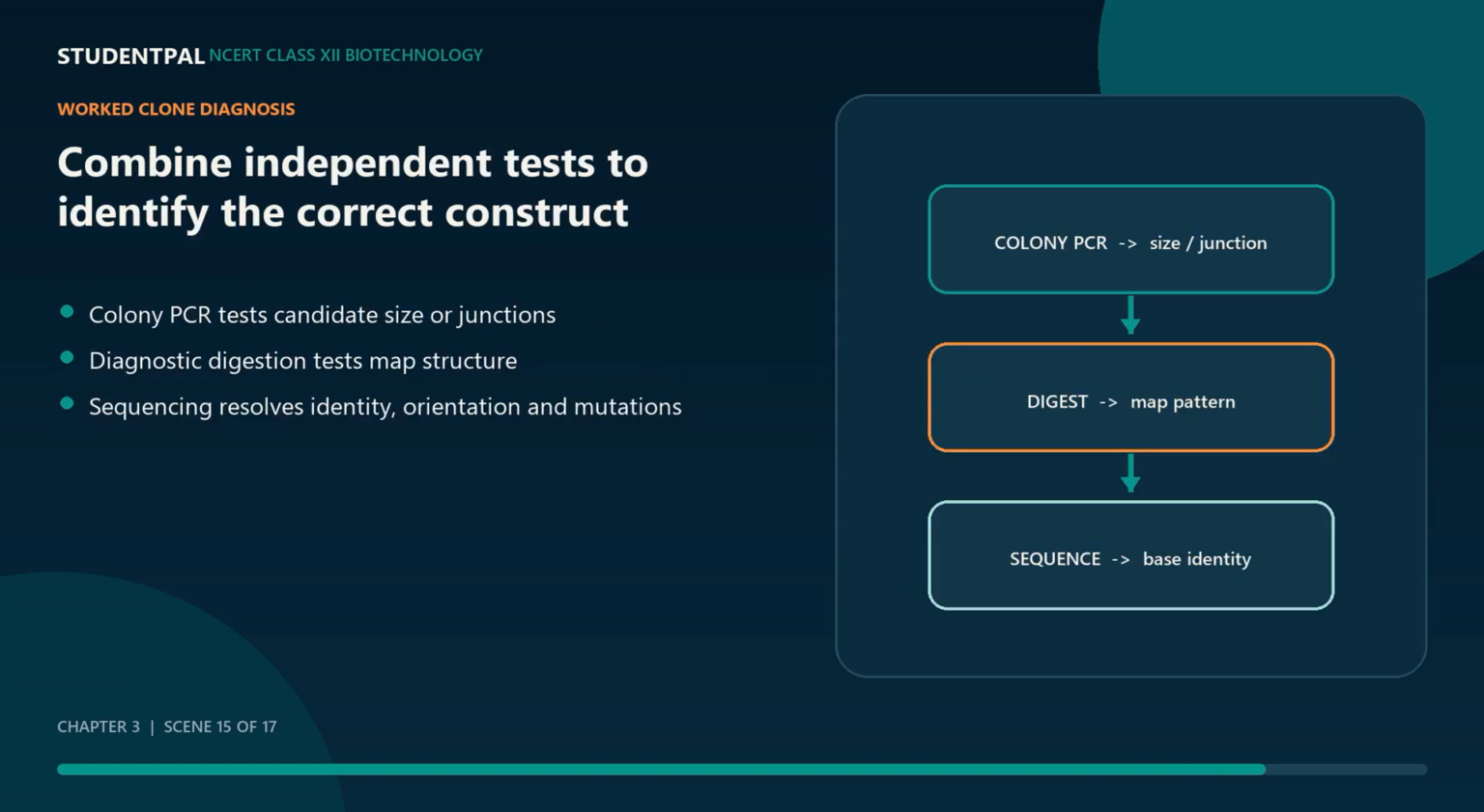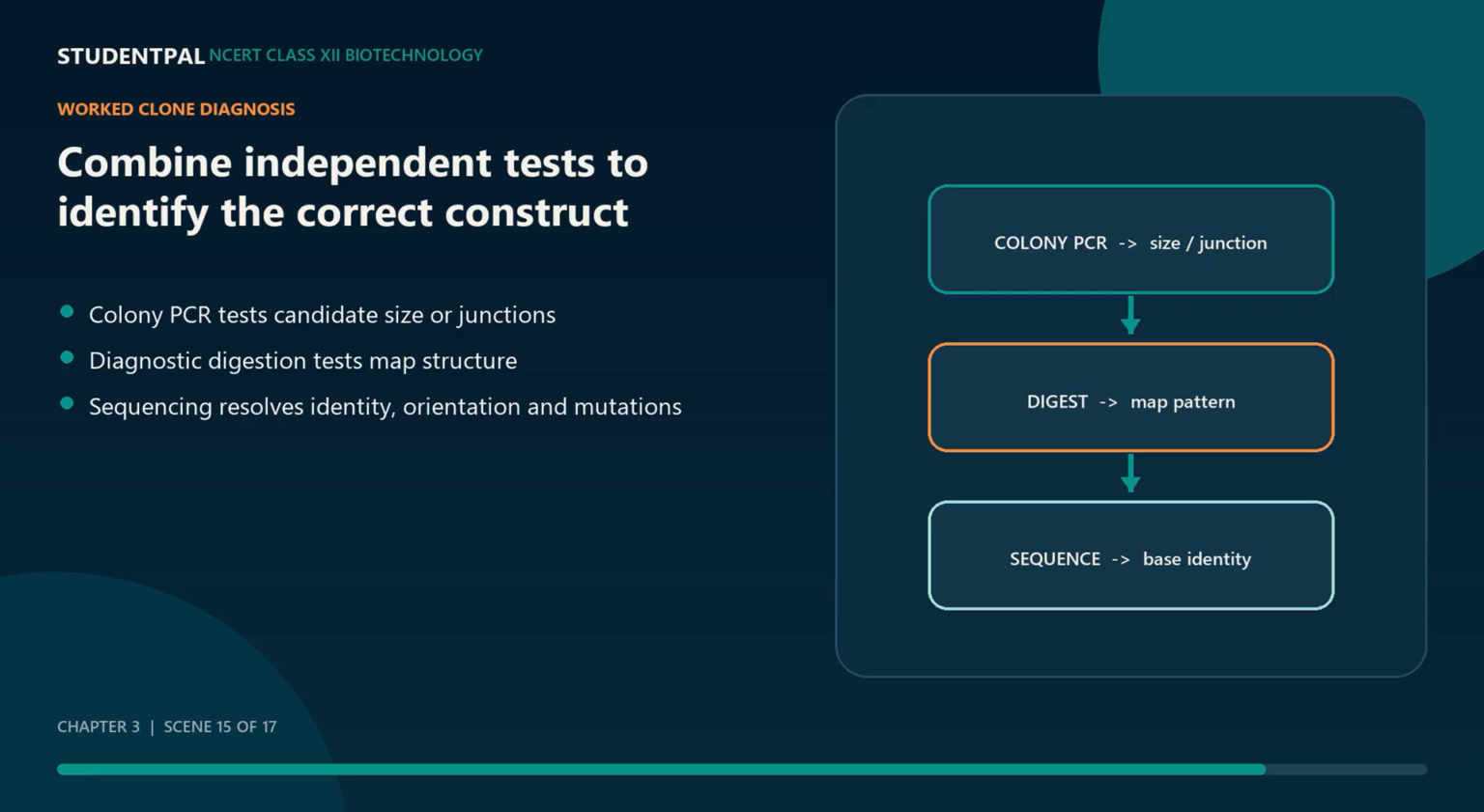Suppose 3 selected colonies must be tested for a 2 kilobase insert. Colony PCR with primers flanking the cloning site can rapidly distinguish an empty vector from a larger candidate product. A second primer pair joining vector and insert can test orientation. Plasmid DNA from promising colonies can then be cut with diagnostic enzymes. The observed fragment pattern is compared with the sizes predicted from the construct map. Finally, sequencing across both junctions and the insert tests nucleotide identity, reading frame, and unwanted mutation.